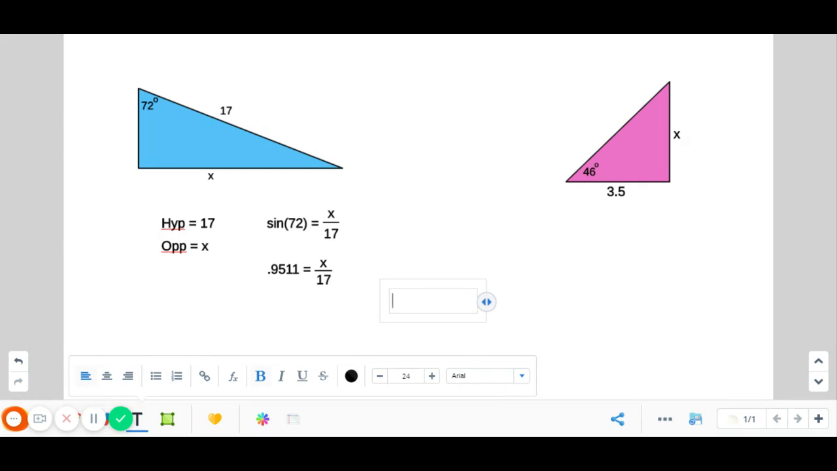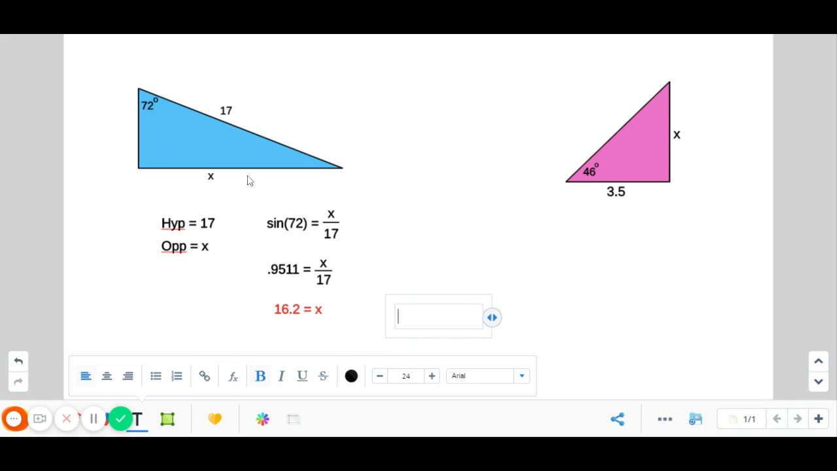Now just to solve for x, the last step is, well, we want to get x by itself. So x divided by 17, we have to multiply both sides by 17. That will give us 16.2 equals x. 0.9511 times 17 equals 16.2 approximately. So that means our final answer is x equals 16.2.